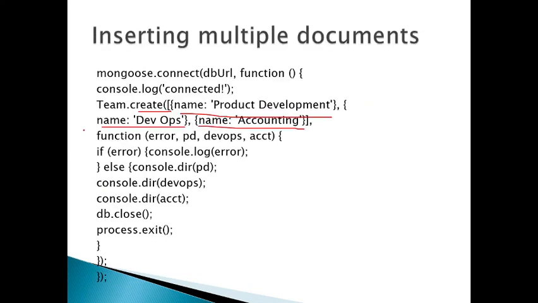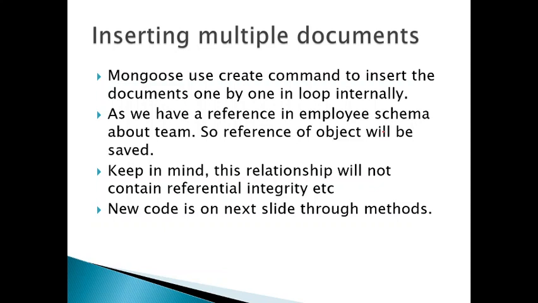So we can print it accordingly. Now with console.dir, you can print these values. Mongoose uses the create command to insert the documents one by one in a loop internally. As we have a reference in the employee schema about team, the reference of the object will be saved. Keep in mind, this relationship will not contain referential integrity.